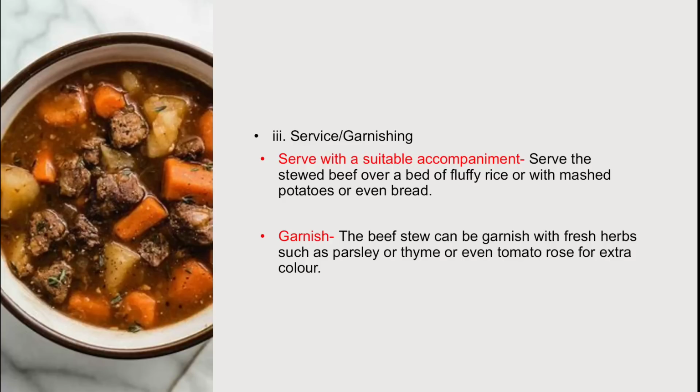The final step is service and garnishing. So for this one, you would serve with a suitable accompaniment. So once the stewed beef is prepared, you can serve that with a side of maybe rice or mashed potatoes or even bread. And then for garnish, you can garnish the beef stew with fresh herbs such as parsley or thyme, or even tomato rose if you want to add color to the dish.